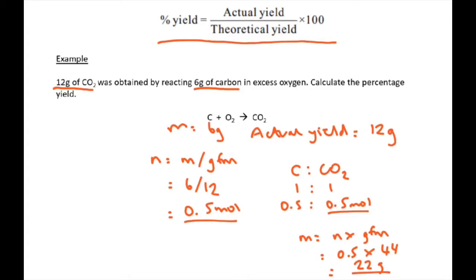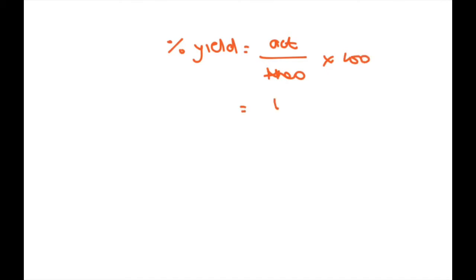So what I have is my actual yield, my theoretical yield, and I just need to plug those numbers into my equation next. So I'll take a new page. So my equation, percentage yield is actual yield over theoretical yield times 100 to get it into percent. So 12 divided by 22 times 100, and that comes out as 55%, and I'll double underline my final answer there.